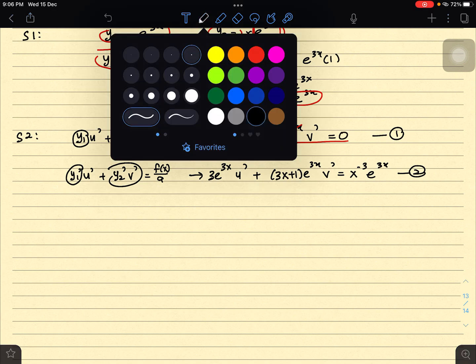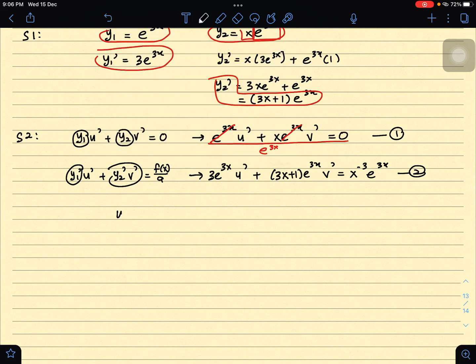So persamaan pertama ni you boleh rewrite. Dia akan dapat u prime plus x v prime sama dengan kosong. Persamaan pertama. Okay, persamaan kedua pun kita boleh bahagi semua dengan eksponen 3x, sebab semua ada eksponen 3x. So yang ni boleh potong, yang ni boleh potong, yang ni pun boleh potong.